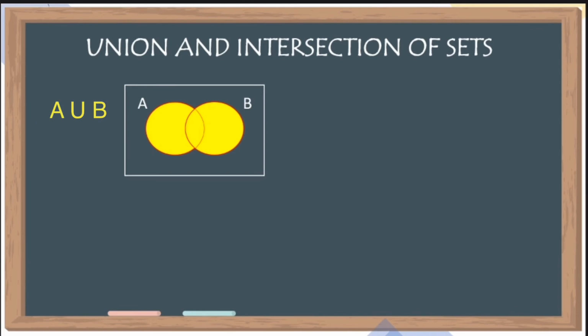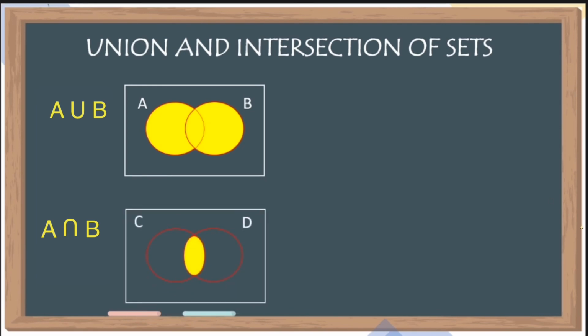Okay? Now, how about if we're going to illustrate the intersection of set A and set B? So, this is how to illustrate that. Kung mapapansin nyo, yung ating shaded part ay nandoon, no, sa gitna, kumbaga, kung saan sila parehas common sa kanila. So, that is how to illustrate intersection of sets.